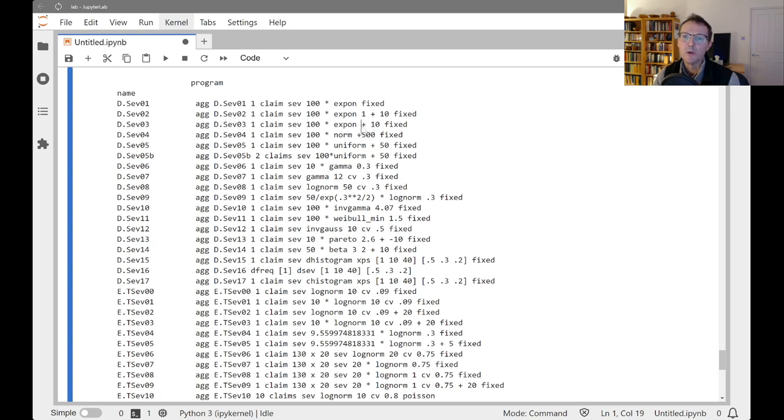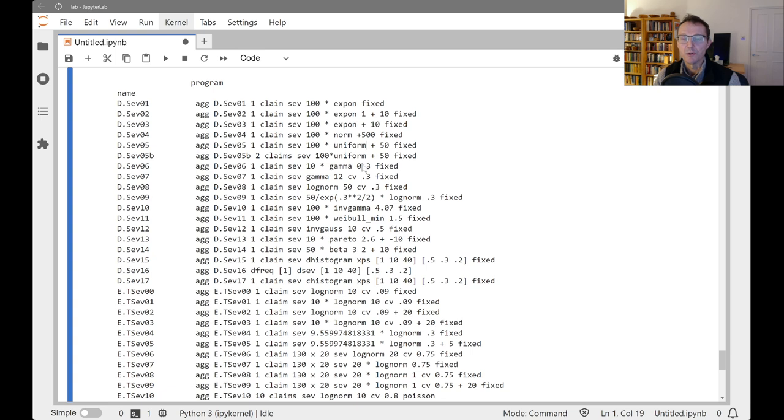The second thing you can do is you can shift the distribution. So this is going to give us a distribution that has a scale of 100, and it'll be shifted to the right by 10. So it would actually have a mean of 110. The normal distribution also has no parameters. It just has a scale and a location. So this would give us a normal distribution with a standard deviation of 100 from the scale and a mean of 500 from the shifting.